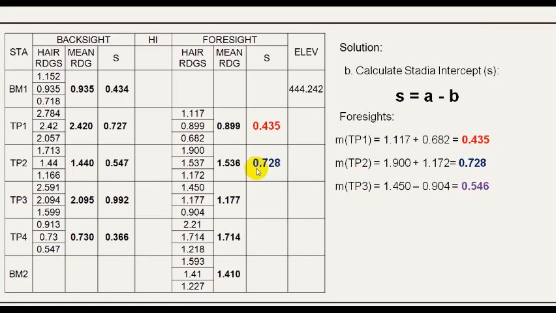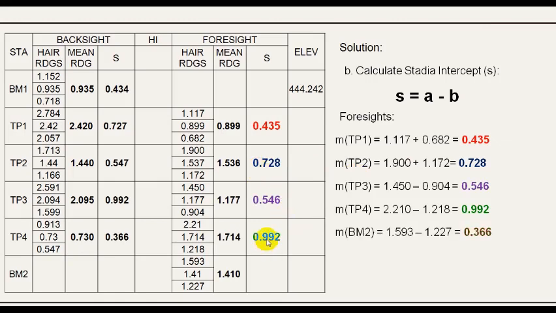The next is the same logic for PP2, PP3, PP4, and PP5, and lastly for benchmark 2.